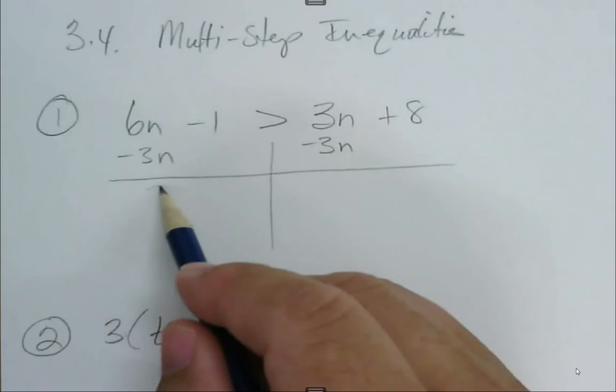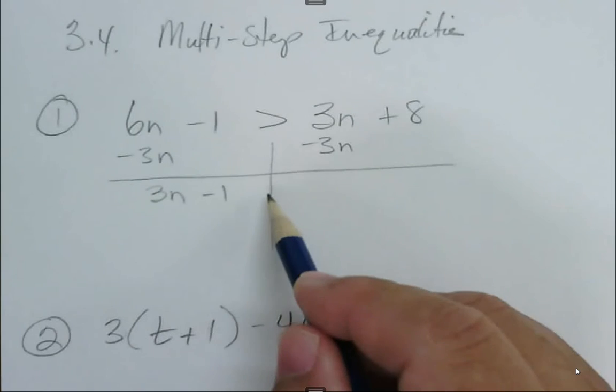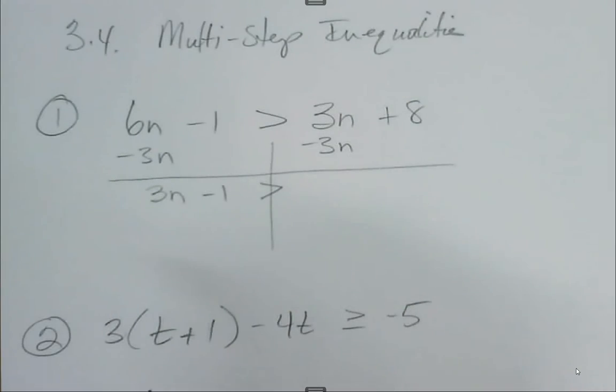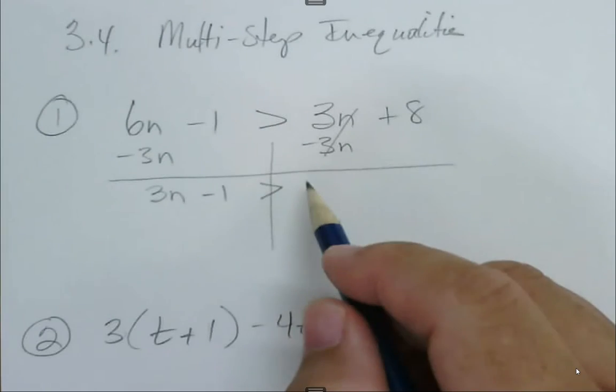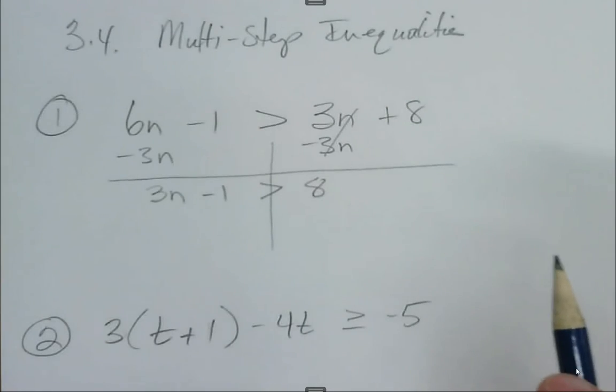And that's going to give me 3n minus 1. And I'm going to just carry this sign down with me, greater than. And here this is going to cancel out. And I'm just going to bring my 8 down. So that's pretty simple. We've got that pretty well completed.